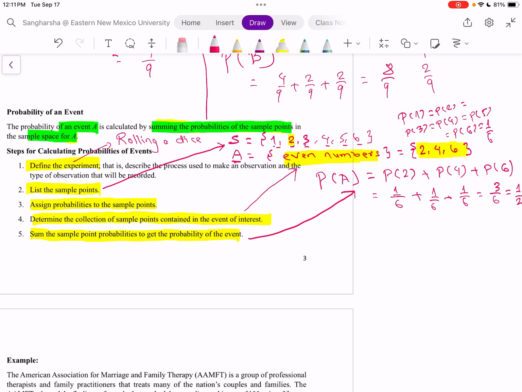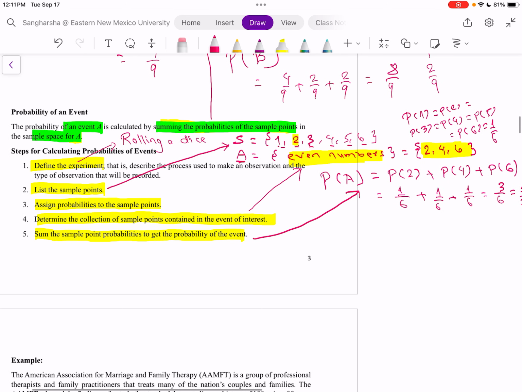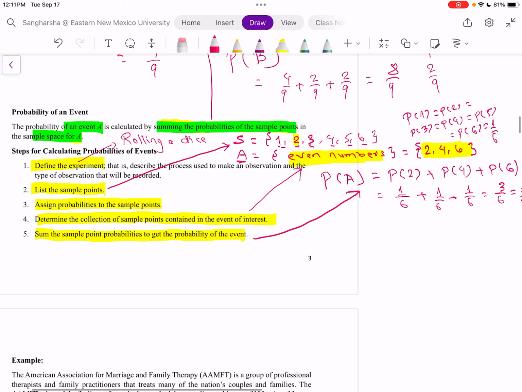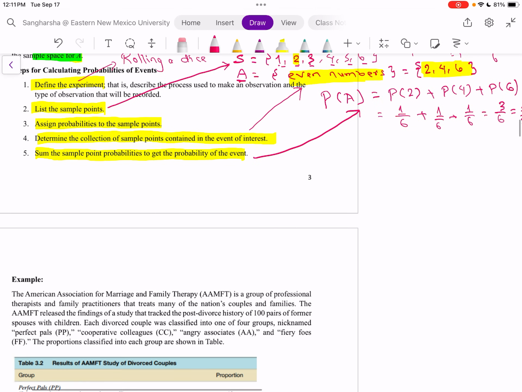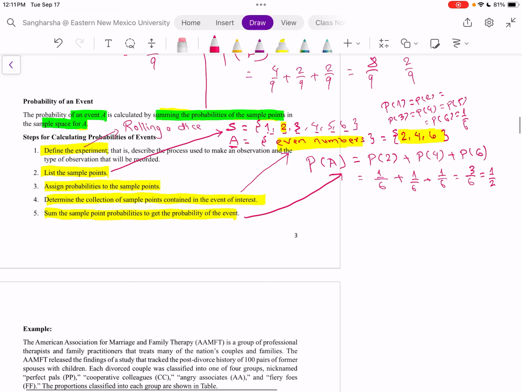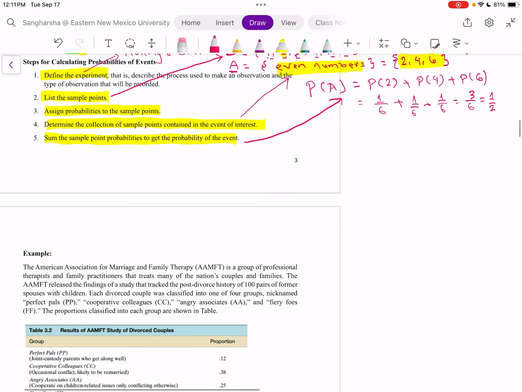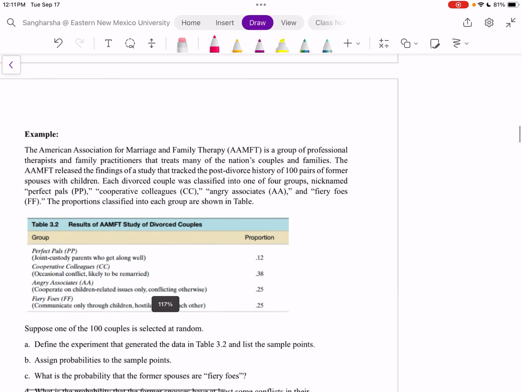Okay, now let's do an example. So here we have this example. Do you have any questions up to here? Okay, so here we have an example. So let me scroll down.